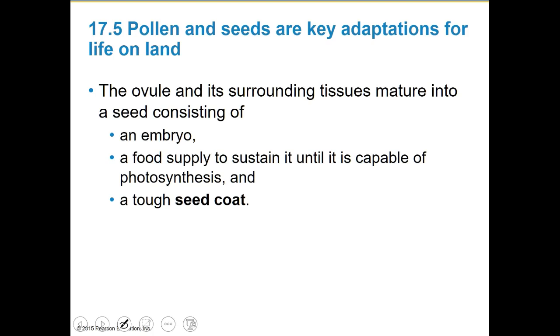With the seed-producing plants, the ovule and its surrounding tissues will mature to become a whole seed coat that also has an embryo and a food supply in it. So the ovule, the whole female part of the plant, will make the embryo, food supply, and seed coat. Alright?